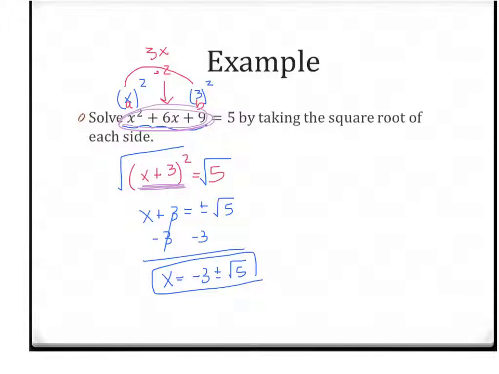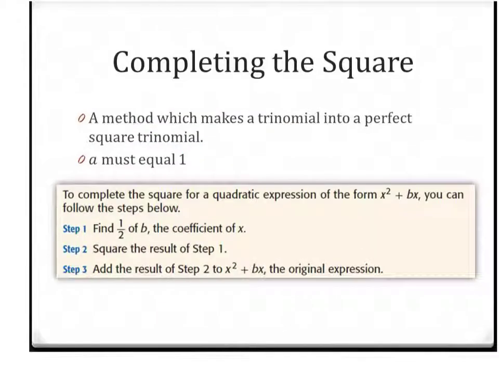But is every trinomial a perfect square trinomial? No. So what we are going to do is a process called completing the square, and this makes a trinomial into a perfect square trinomial, because if it is, I can write it as one binomial squared equals something and then square root both sides.